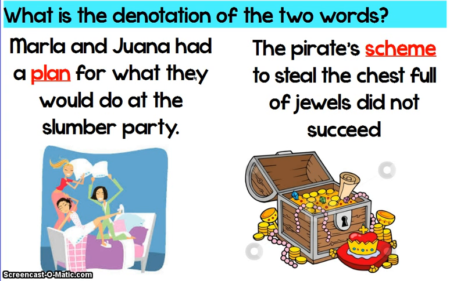What is the denotation of these two words? Marla and Juana had a plan for what they would do at the slumber party, and the pirates' scheme to steal the chest full of jewels did not succeed. Again, when we look at the denotation, we're basically just looking at the literal dictionary meaning. So what does it mean to have a plan, and what does it mean to have a scheme?